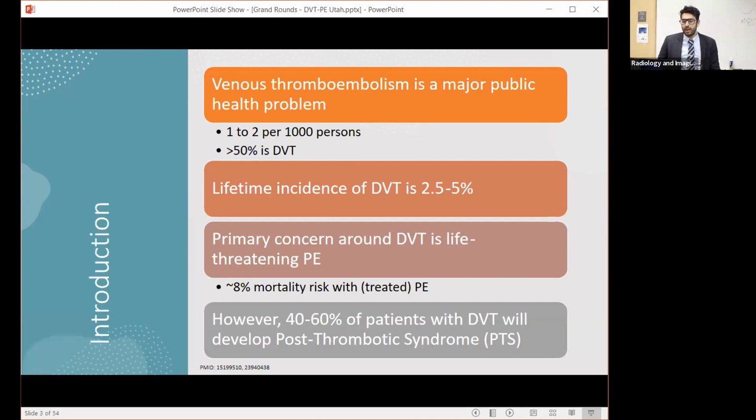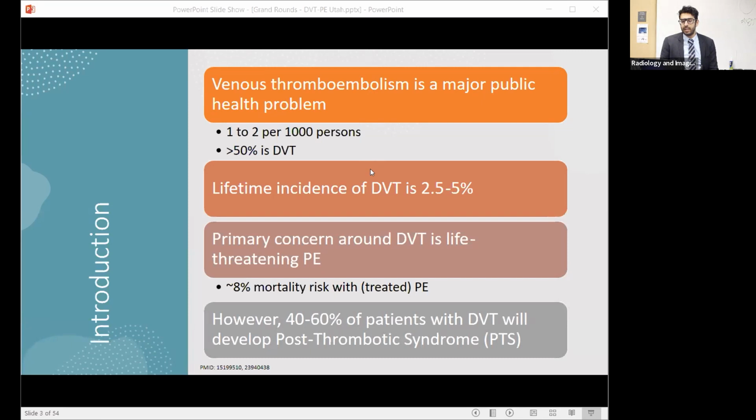The primary concern around a DVT is that it's a spectrum. You start with the DVT, and the most sinister thing that could happen is a PE, which is essentially a life-threatening entity. When you treat PE, it still carries a relatively high risk of mortality, about 8%. However, most patients with VTE fortunately won't die from these episodes. A very large proportion of them, 40 to 60%, will develop something called post-thrombotic syndrome, or PTS.